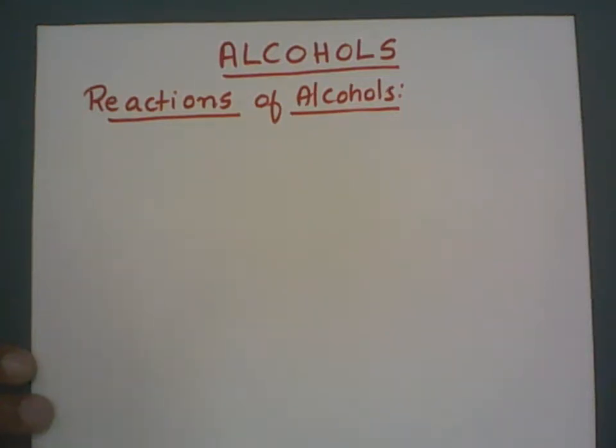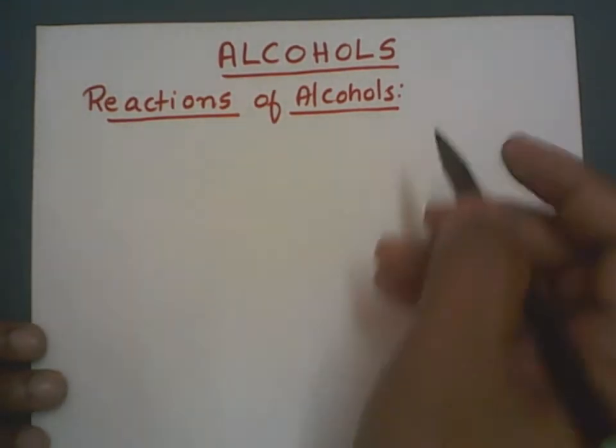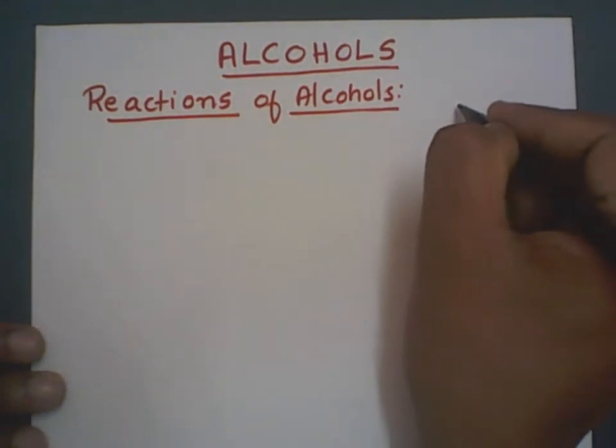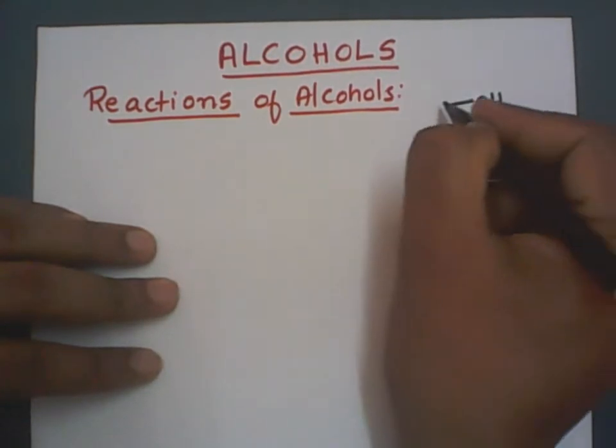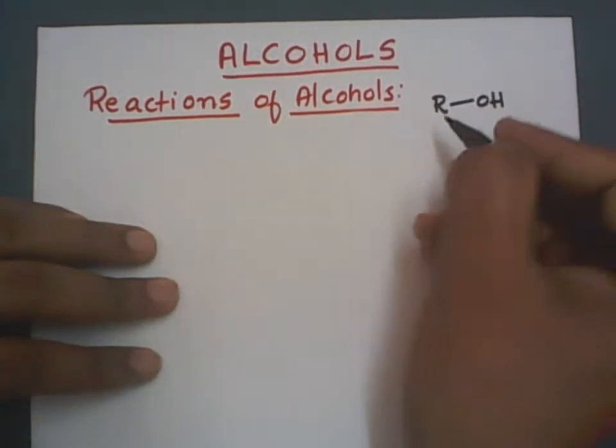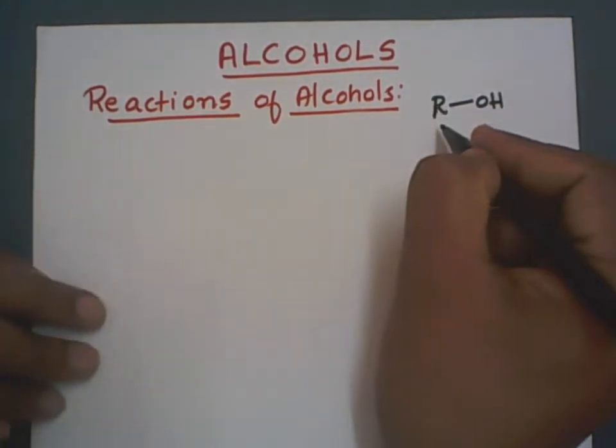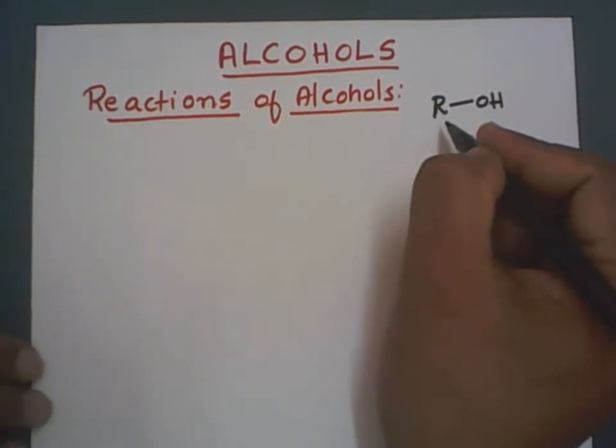In this video, I'll explain reactions of alcohols. What is the functional group of alcohol? Functional group of alcohol is OH. What is the general formula we write? ROH. R is what? R is an aliphatic system.